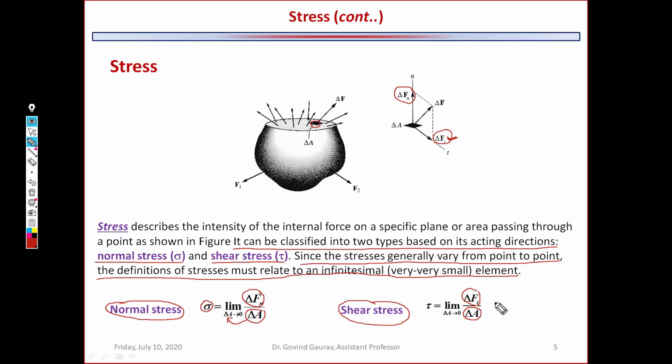We are interested in finding the stress at a particular point. In that case, that point has to be very small. In that context, delta A tends to 0. So at a particular point we can have two stresses. The first would be the normal stress, and the second would be the shear stress. Normal stress is the stress acting perpendicular to the plane which we have selected, and the shear stress is acting along the direction of the plane which we have selected.